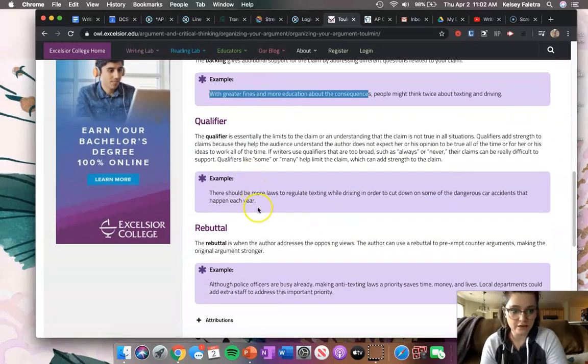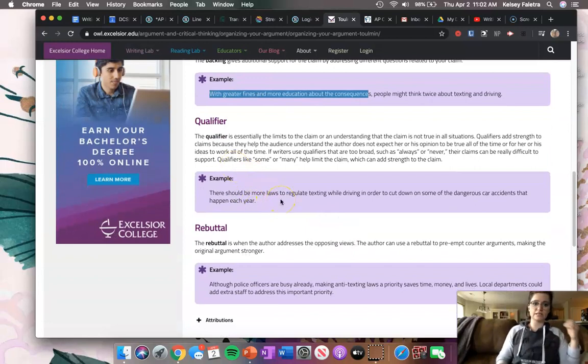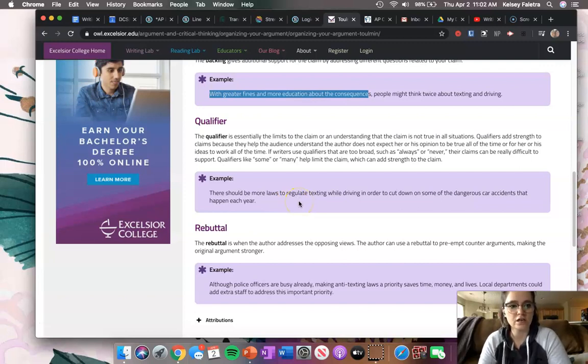The qualifier limits the claim or pays tribute to the complexity of the issue. Qualifiers add strength to claims because they make sure your audience knows that you get that it's not a simple black and white issue. There should be more laws to regulate texting while driving in order to cut down on some of the dangerous car accidents that happen each year. And then the rebuttal is when the author addresses the opposing views.